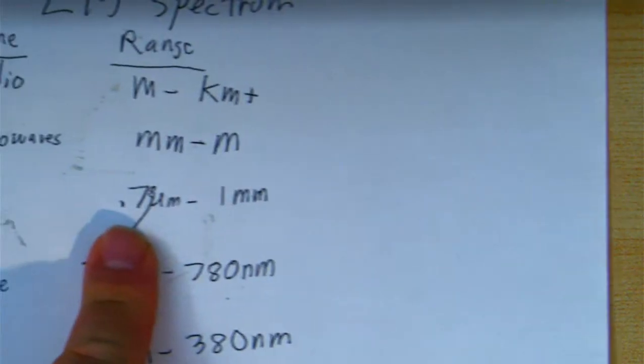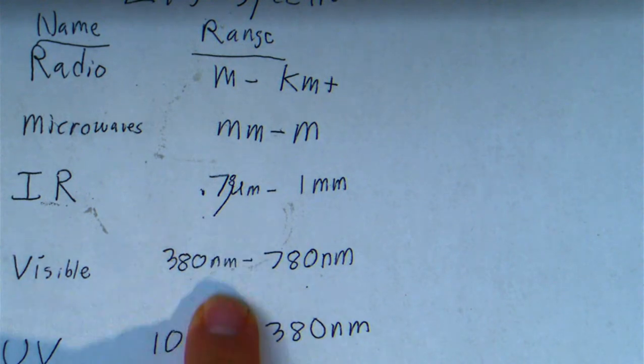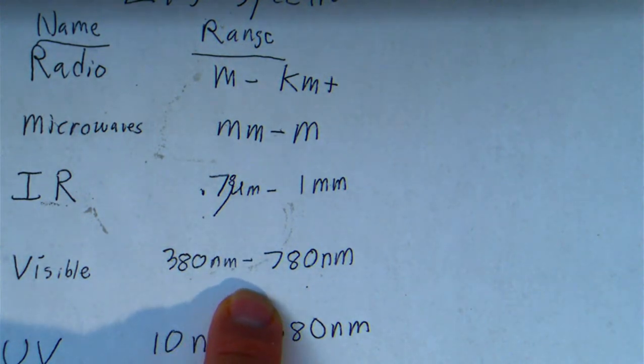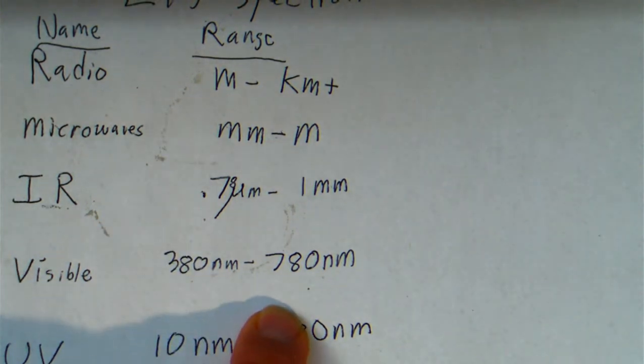Let's see. Suppose I told you I have a wavelength of, oh man, 0.52 microns. What kind of wave would that be? 0.52 microns is shorter than 0.78 microns. It's actually yellow light. Once again, it would be 520 nanometers. 0.52 microns is 520 nanometers.